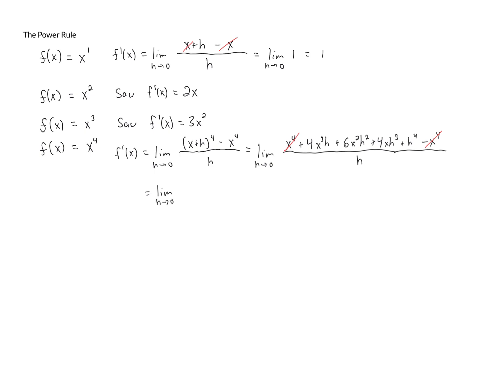So 4x cubed h divided by h is 4x cubed. And then plus 6x squared h squared divided by h is 6x squared h. And as we continue, we're going to get 4x h squared. And then h cubed, since h to the fourth divided by h is h cubed. And we're looking at the limit as h approaches 0. All of those terms except for one have an h in them, so all of those terms are going to vanish when we plug in 0 for h, and we are left with just 4x cubed.